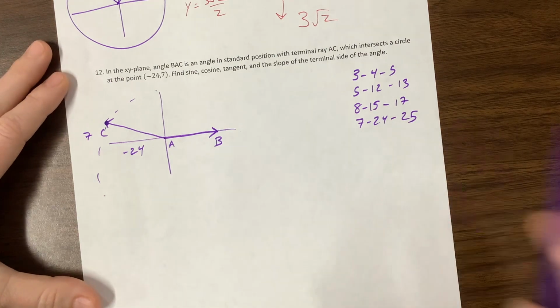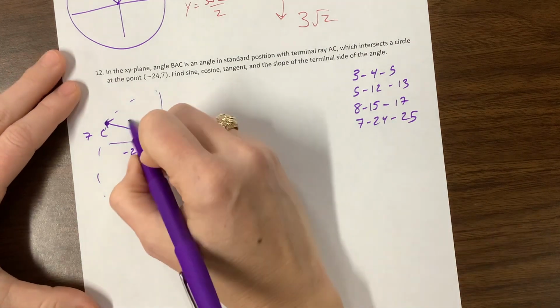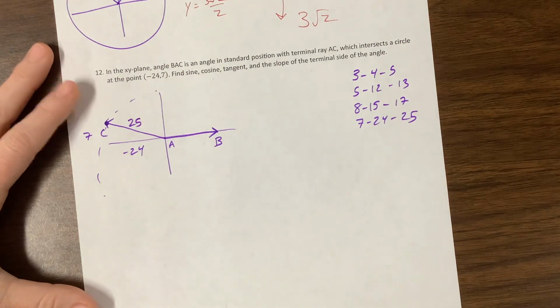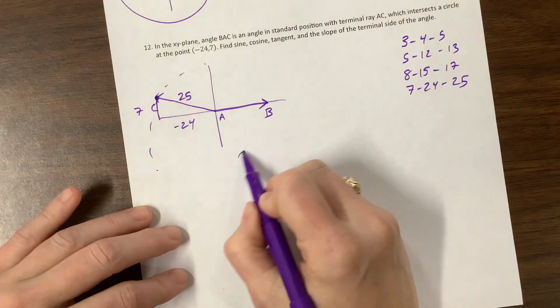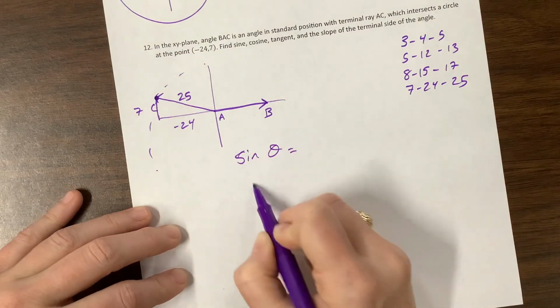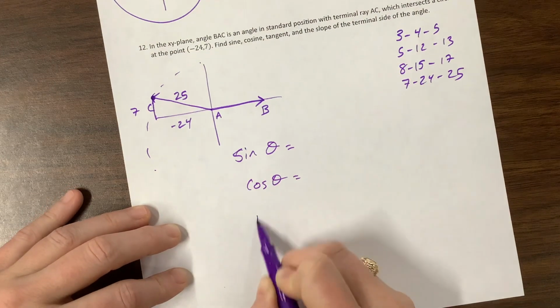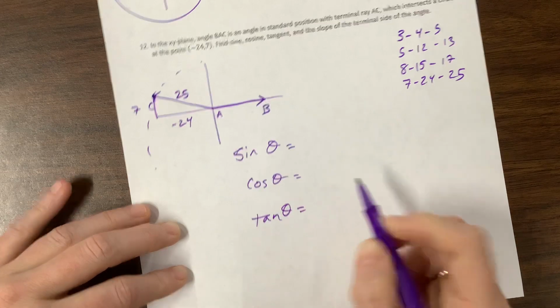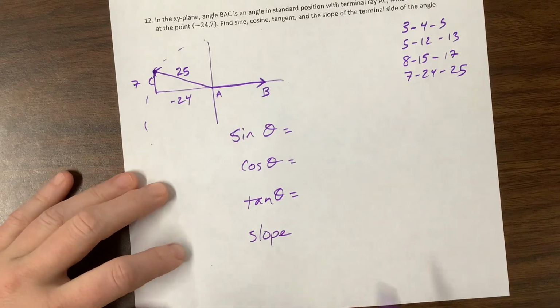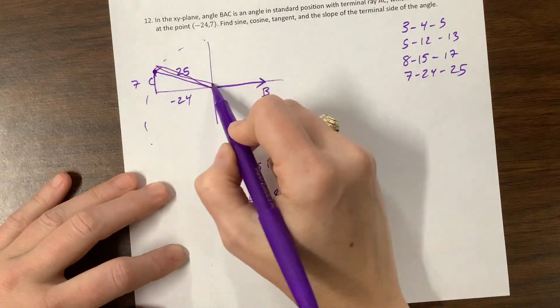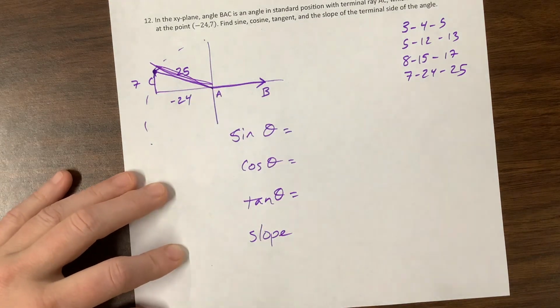So I picked those numbers because it's a triple, and it works out nicely. So the hypotenuse will be 25. Then find sine of theta, cosine of theta, tangent of theta, and then the slope of the terminal side. They're wanting to know what's the slope of that line. We can see it's negative.